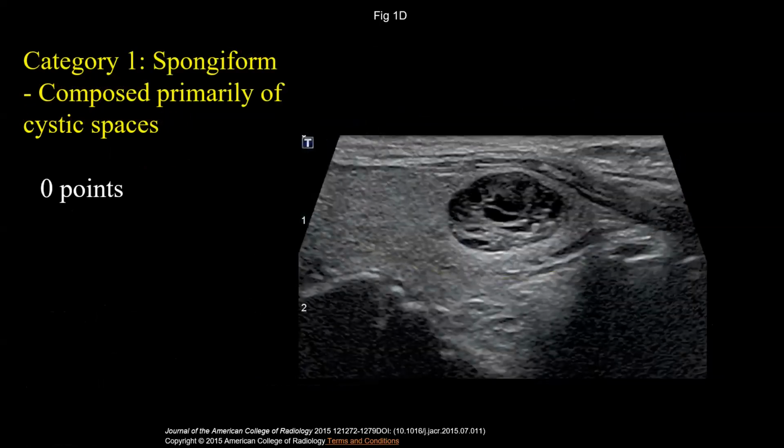This is an example of spongiform. So it's a solid lesion with multiple cystic spaces. So you don't just want 1 or 2 cystic spaces. You want it to be scattered throughout the lesion. And again, this is 0 points.